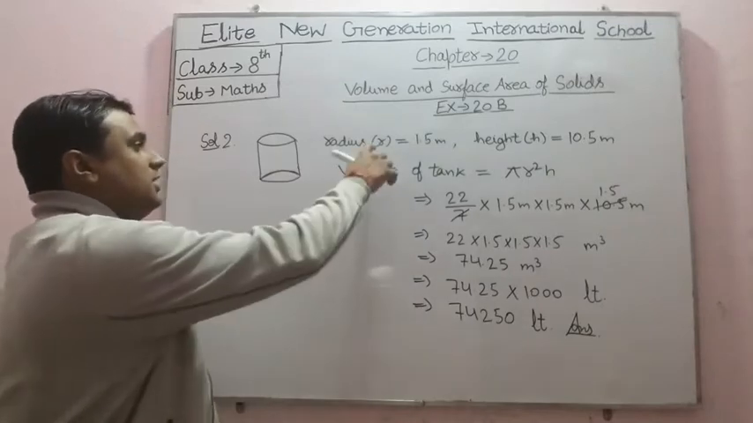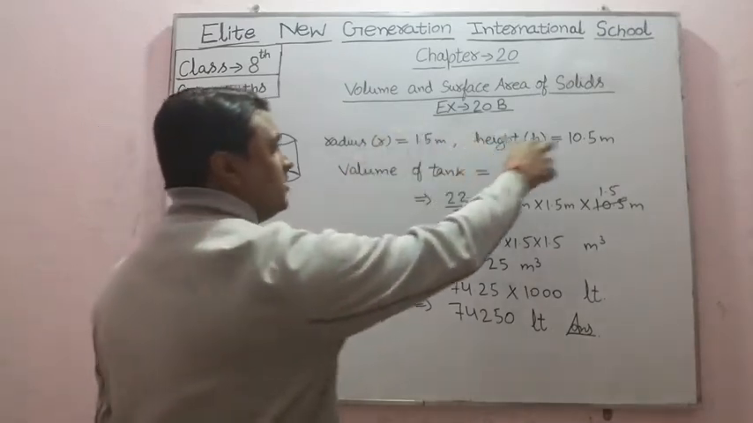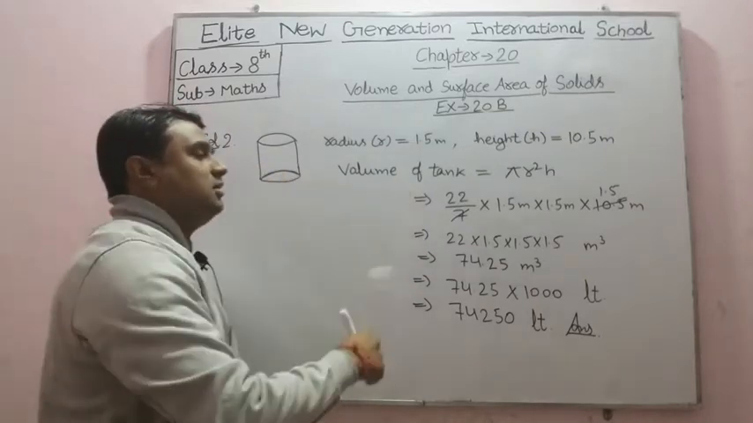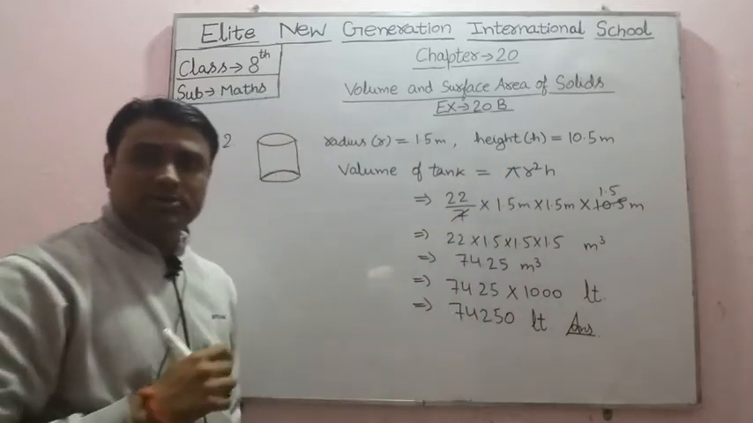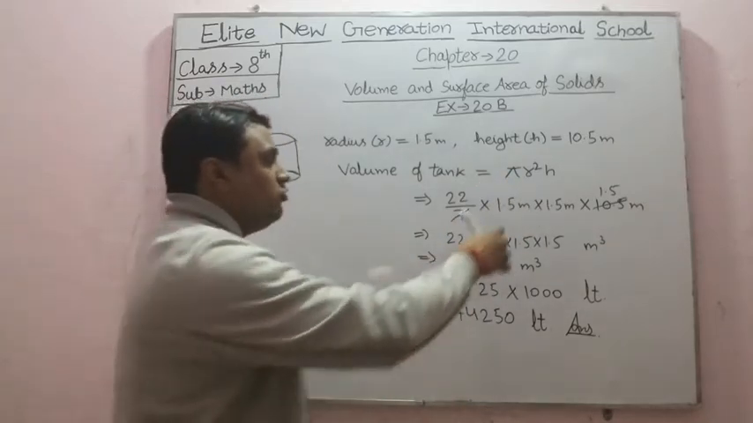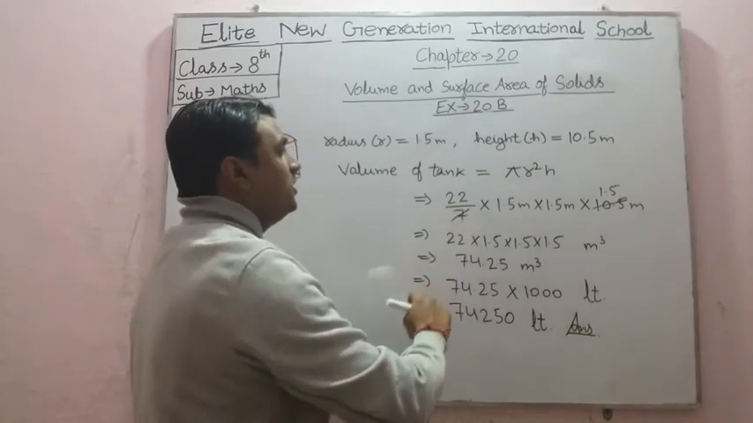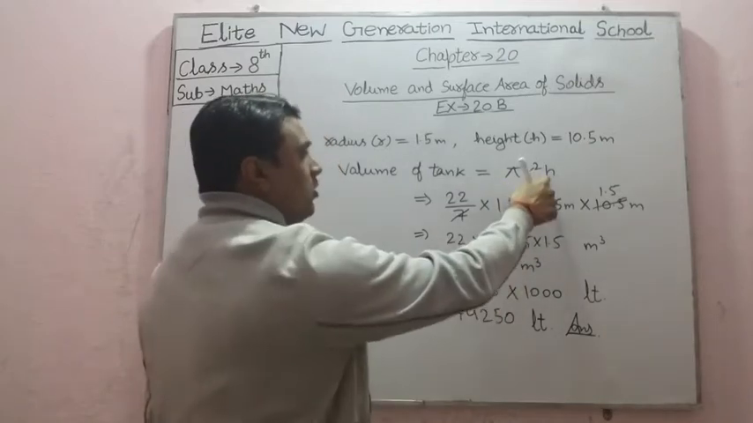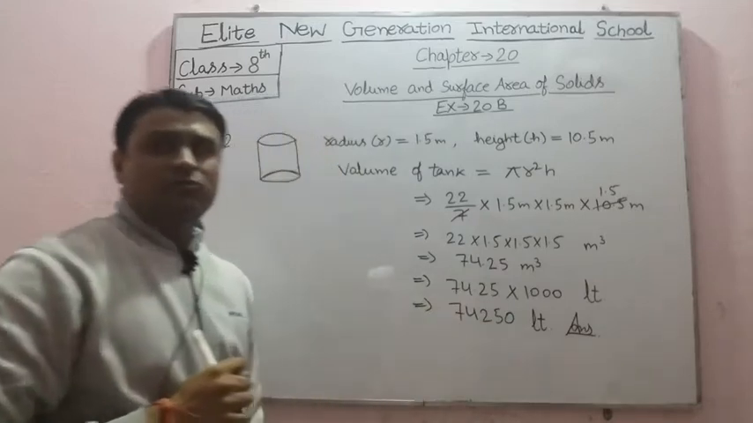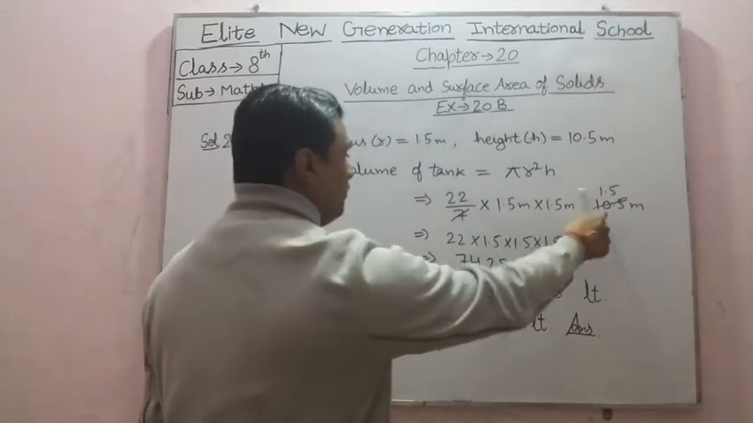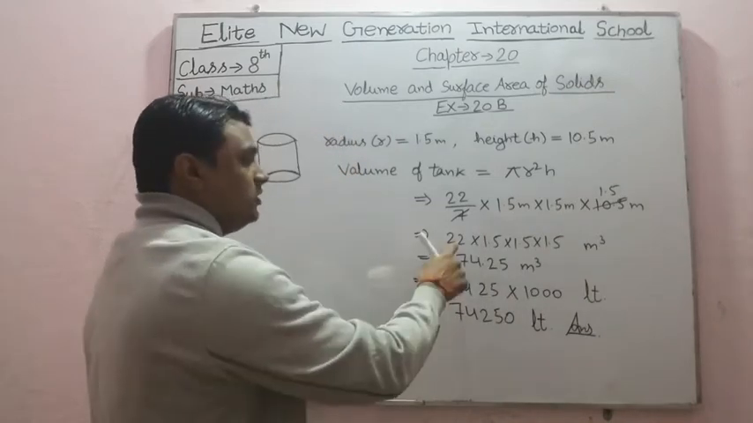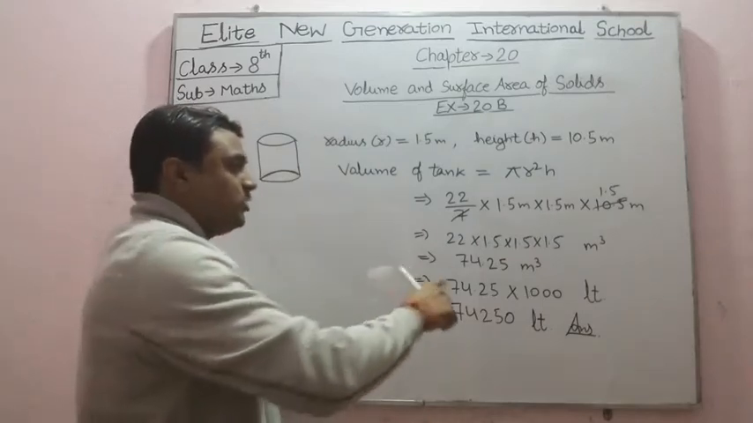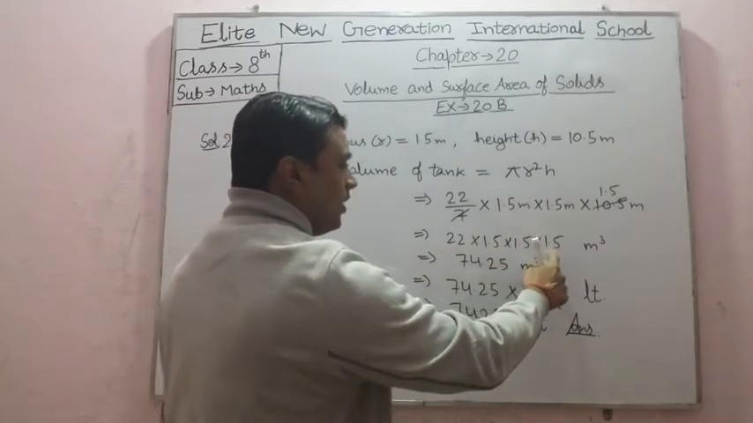In this question, the radius is 1.5 meter, the height is 10.5 meter and it is in the shape of a cylinder. The volume of the tank is given by the formula pi r square h, because it is in the shape of a cylinder. Putting in the values, pi equals 22 upon 7 into radius 1.5 meter into 1.5, since r is squared. Now the height is equal to 10.5 meter. We can cancel this 10.5 by 7, it will be 1.5. Now 22 into 1.5 meter into 1.5 meter into 1.5 meter, so it will be 22 into 1.5 into 1.5 into 1.5 meter cube.